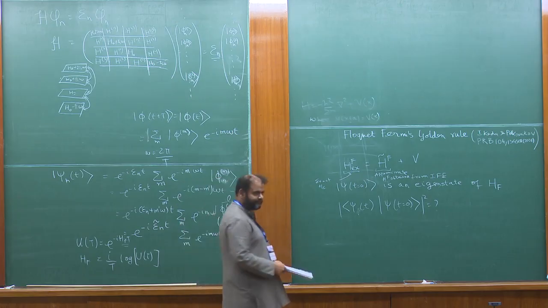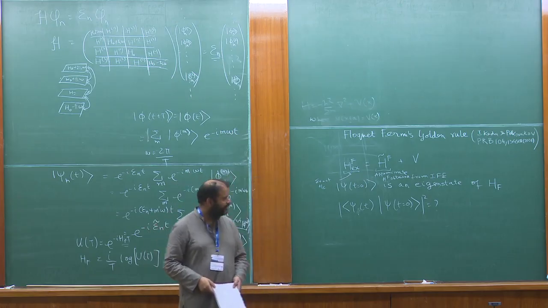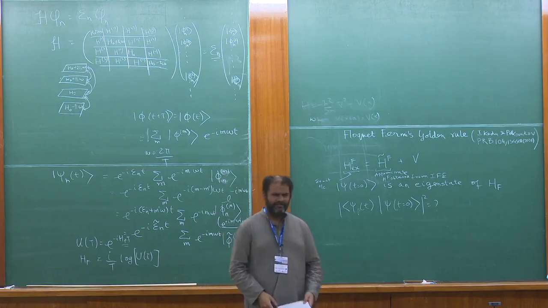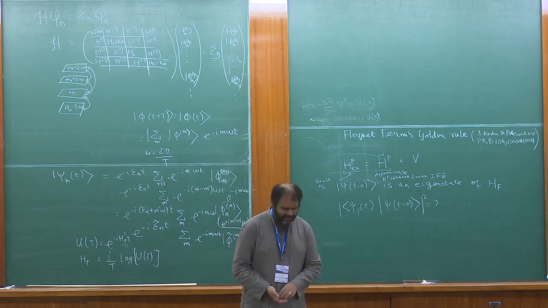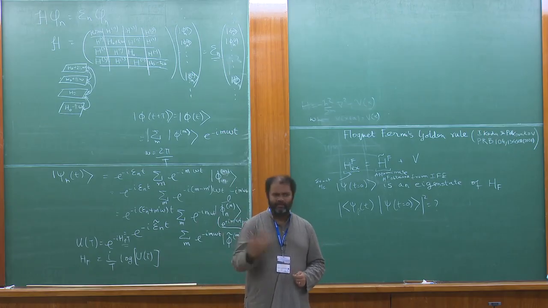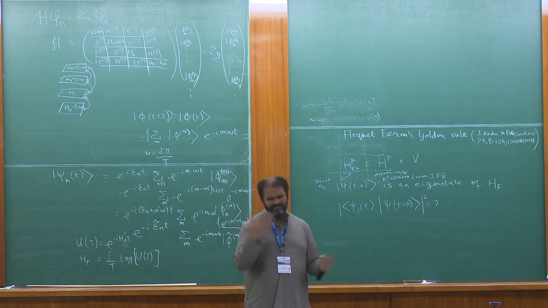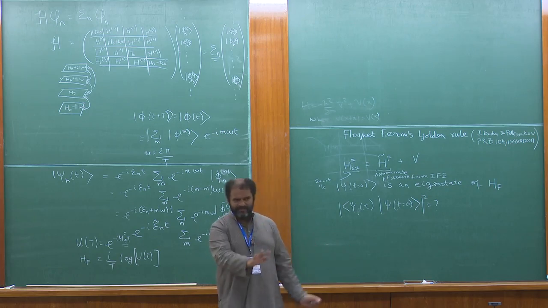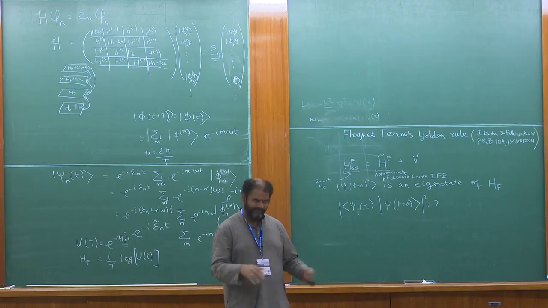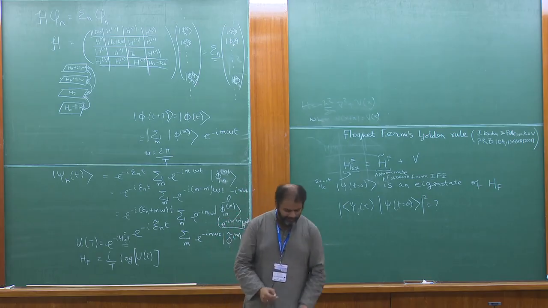So this V is of the order 1 by omega. So it depends on where you stop your HF. Generally there is an optimal order to stop HF. So it depends on where you stop. So we are going to treat it perturbatively. Let this be a small thing.